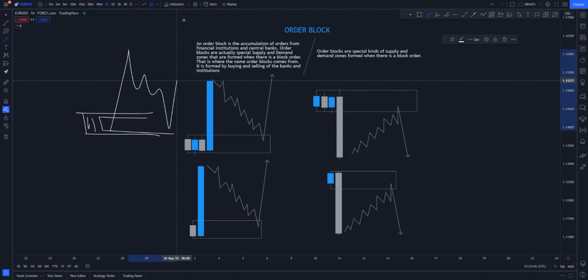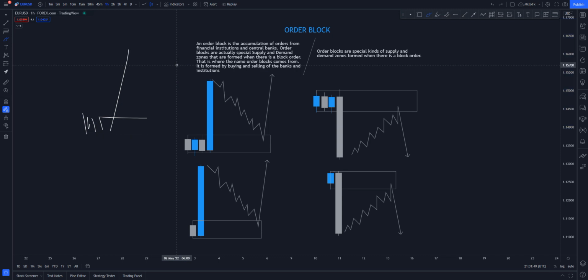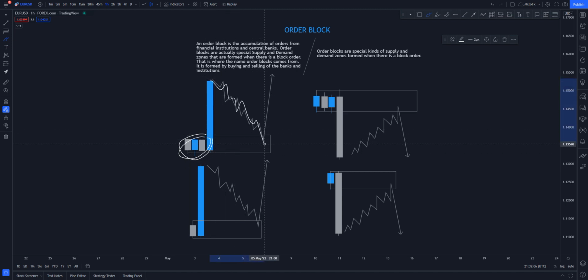What are order blocks again in another sense? Order blocks are special kinds of supply and demand zones formed when there's a block order. A block order is a lot of money that has been pushed into the market around this time. When you see that, you say, oh, money was kept here. Then you want to tap into that money, because the banks always have to come back, tap into this money and continue to the upside. Hence the reason why they left this.